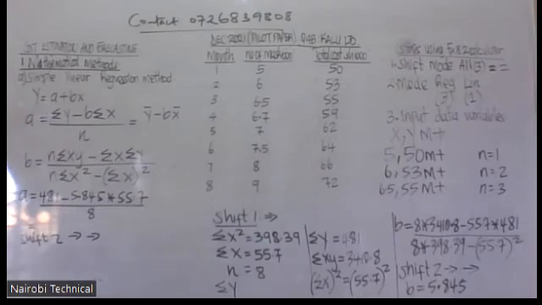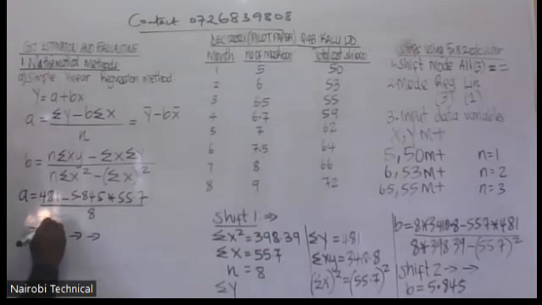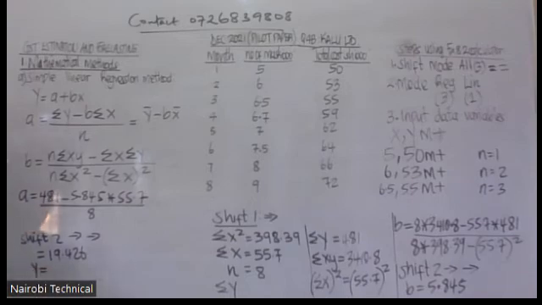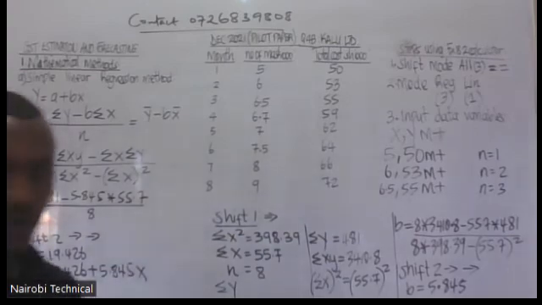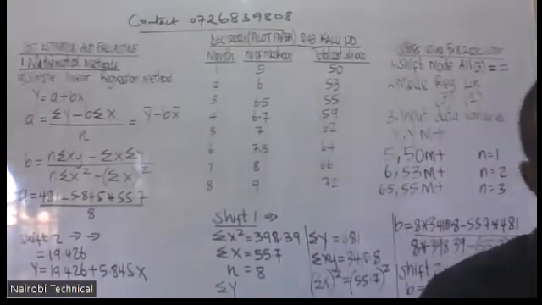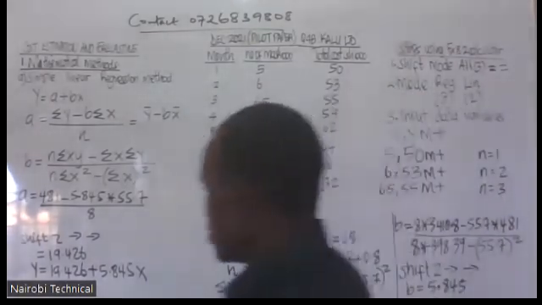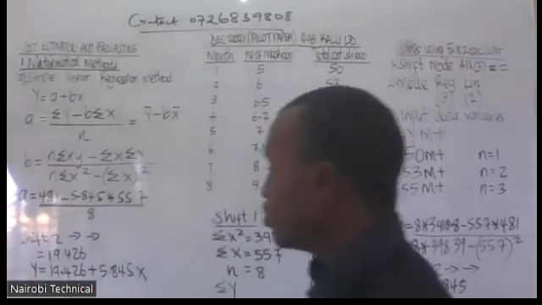So A is denoted by 1, then equals 19.426. Y will be equal to 19.426 plus 5.845 X. That is the cost estimator equation, using the method known as simple linear regression method.